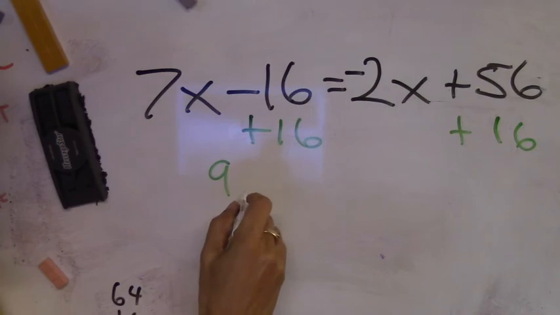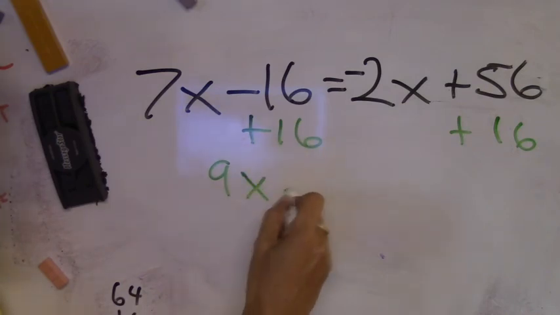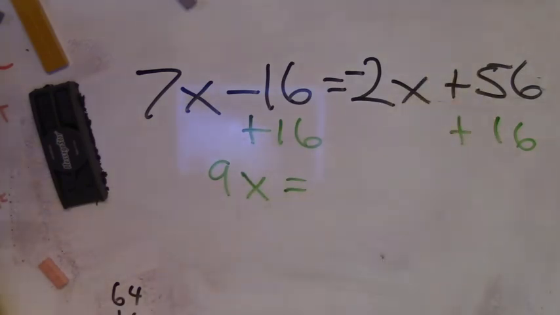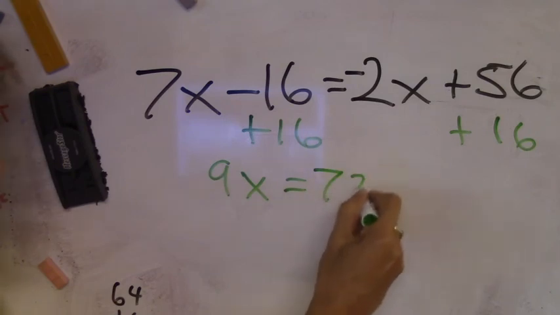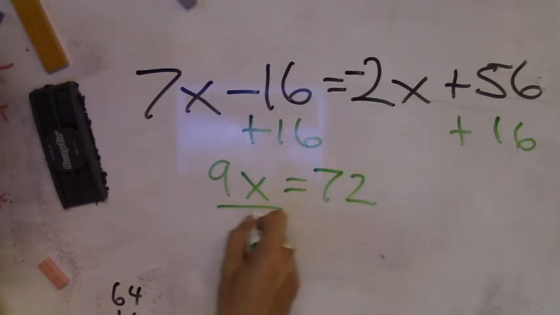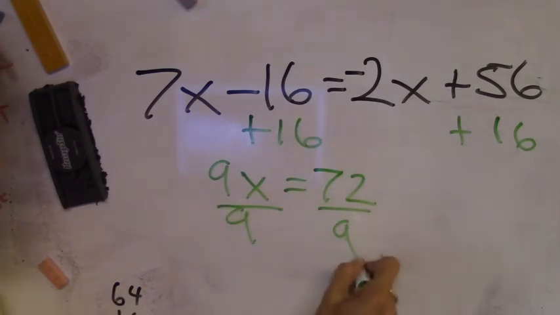Is 9x equals 76? 9x equals how much? 76. How are you getting 6 and 6 is 6? What? That's what I said. 72. There you go, 72. Now what? Get back to 1. It's 8. X equals 8.